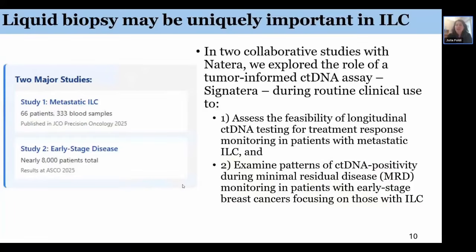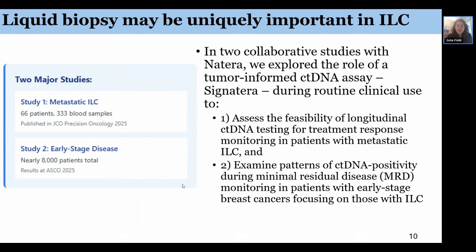So because of these unique challenges, we think that liquid biopsy may be a uniquely important test in ILC. And I want to talk about 2 studies that I've been involved with using the Signatera assay, which Natera makes, exploring the role of this ctDNA assay during routine clinical use. The idea behind these 2 studies is to get some data on how this test performs specifically in patients with lobular breast cancer and how we can use it to answer different questions.